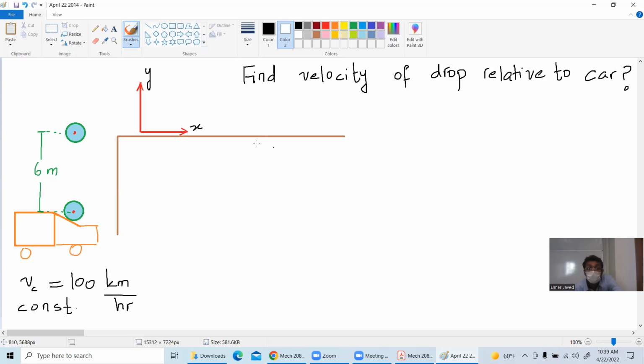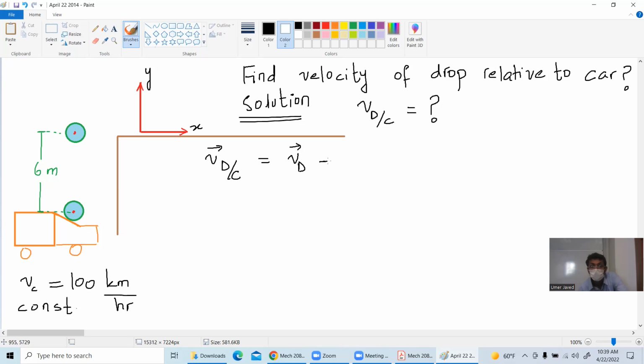So all you have to do is start the solution by velocity of drop relative to car. So VD with respect to C equal to question mark. You will have VD with respect to C equal to VD minus VC.